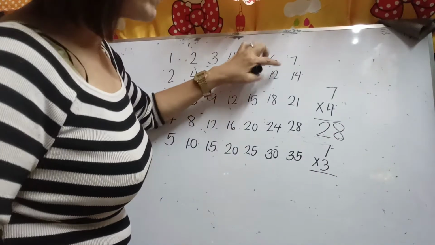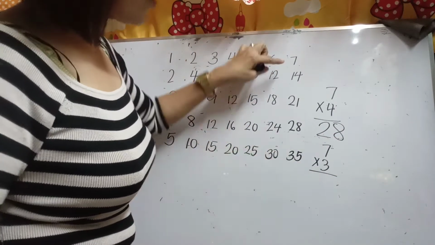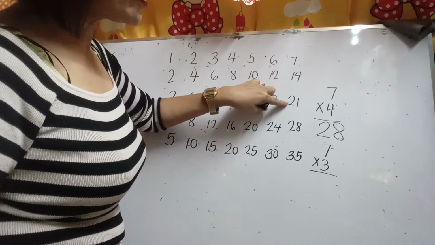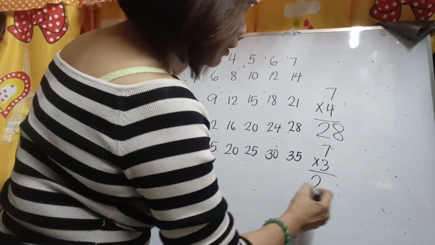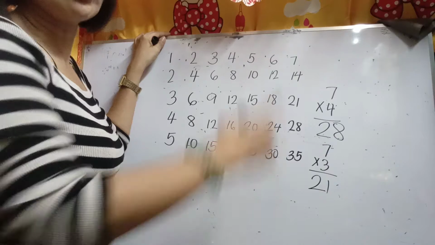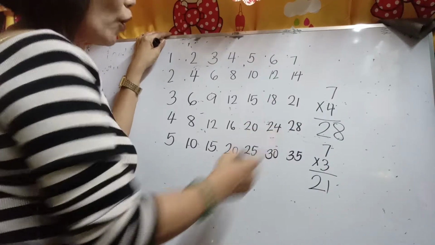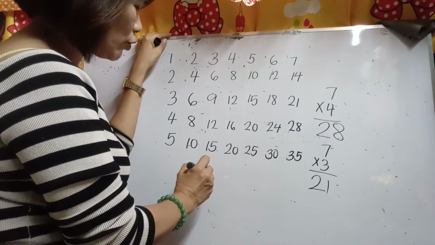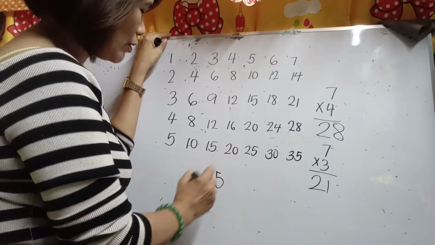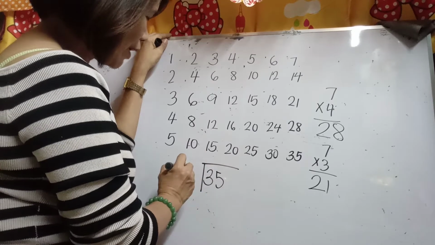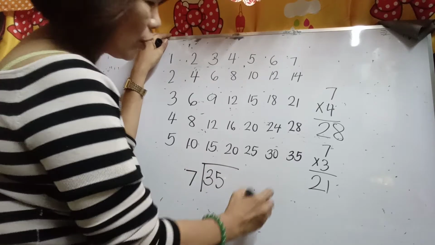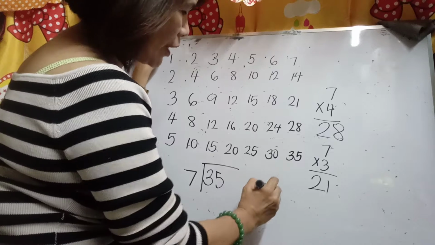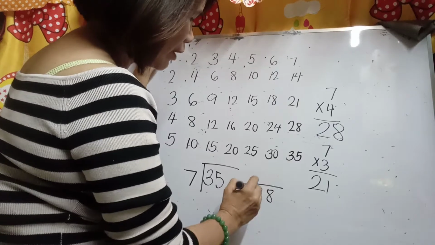Here we have 7 times 3. We have 1, 2, and then 3. So, yun yung sagot ninyo, 21. Okay, nakuha ninyo. So, ganun yung sa multiplication ninyo. Now, paano naman kung meron kayo dito divide? Sabi niya, 35 divided by 7. Or we have here, tingnan natin halimbawa, 18 divided by 6.